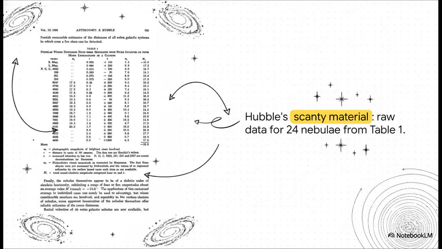And this is what he had to work with. This is Table 1, straight from his paper, the core data for just 24 nebulae. That's it. In his own words, it was scanty material. Just a list of names and numbers. Not a lot to go on, right?